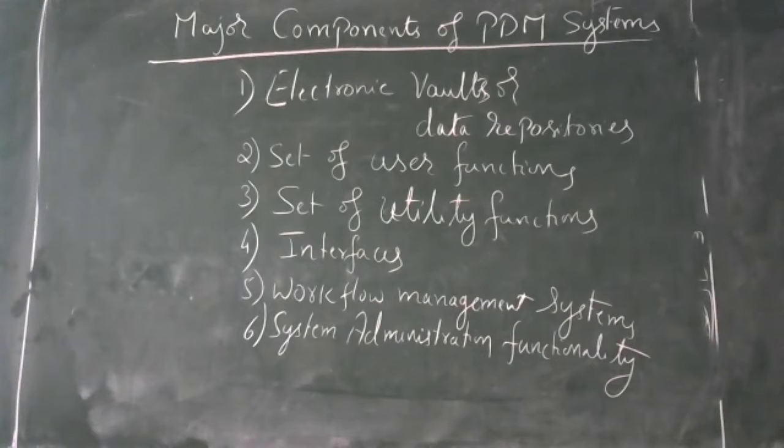Okay, the next one is user functions. Again, user functions are divided into five further steps: document management, process and workflow management, product structure management, classification management, and project or program management. Document management, you will explain much better than me.